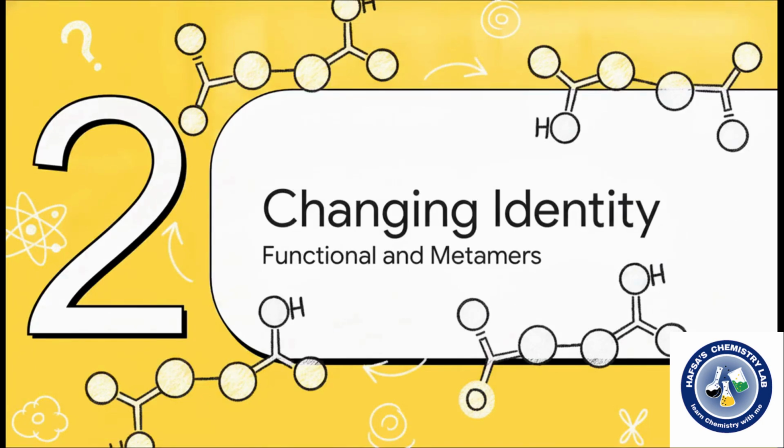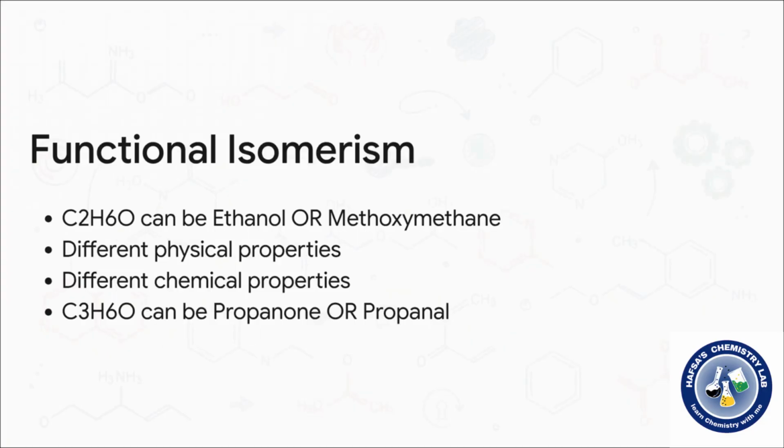So, what happens when the disguise goes a bit deeper and the molecule completely changes its chemical identity? Let's get into functional isomers and metamers. This brings us to functional isomerism, where the very same formula yields completely different classes of compounds. Take C2H6O, for example. Arranged one way, it's ethanol, a liquid alcohol. But rearrange those exact same atoms, and you get methoxymethane, an ether that is literally a gas at room temperature. Think about that for a second. You transform a liquid into a gas just by shuffling a single oxygen atom.